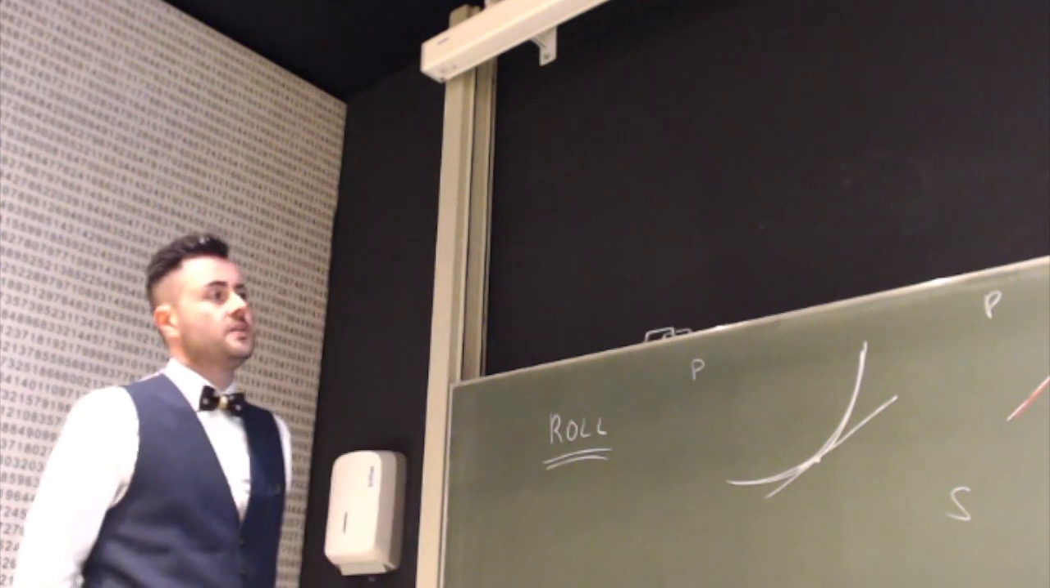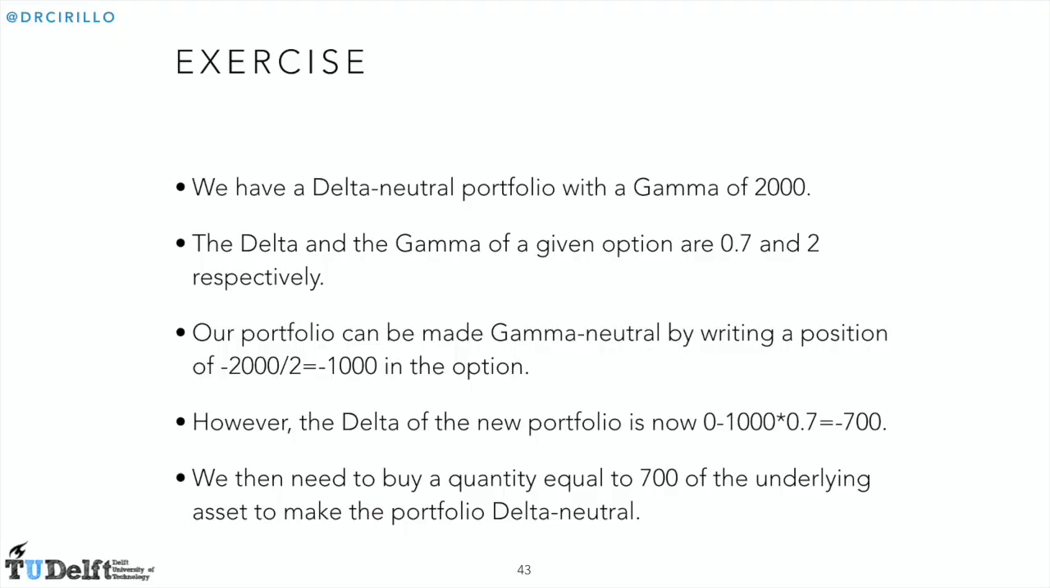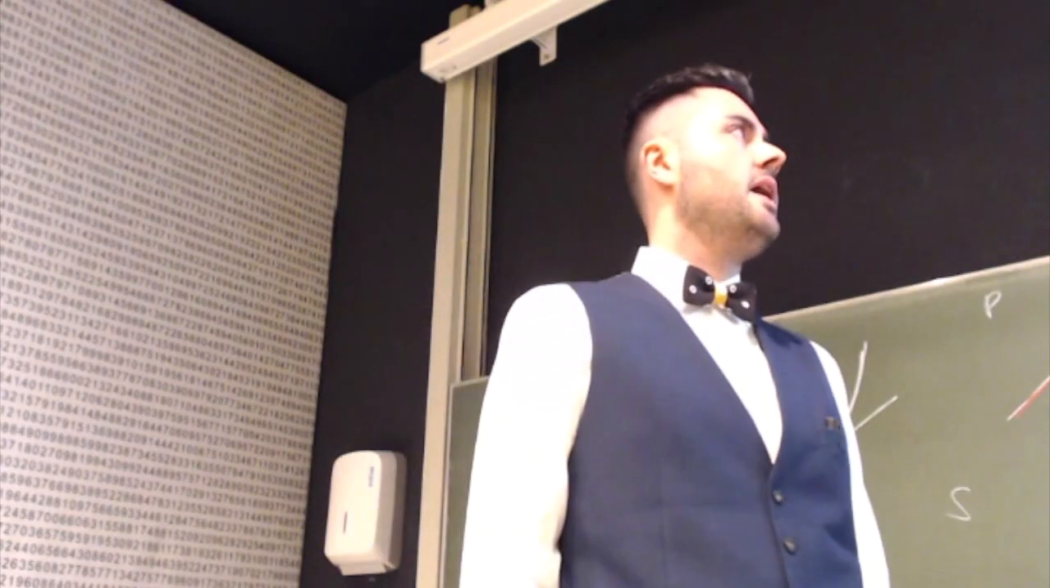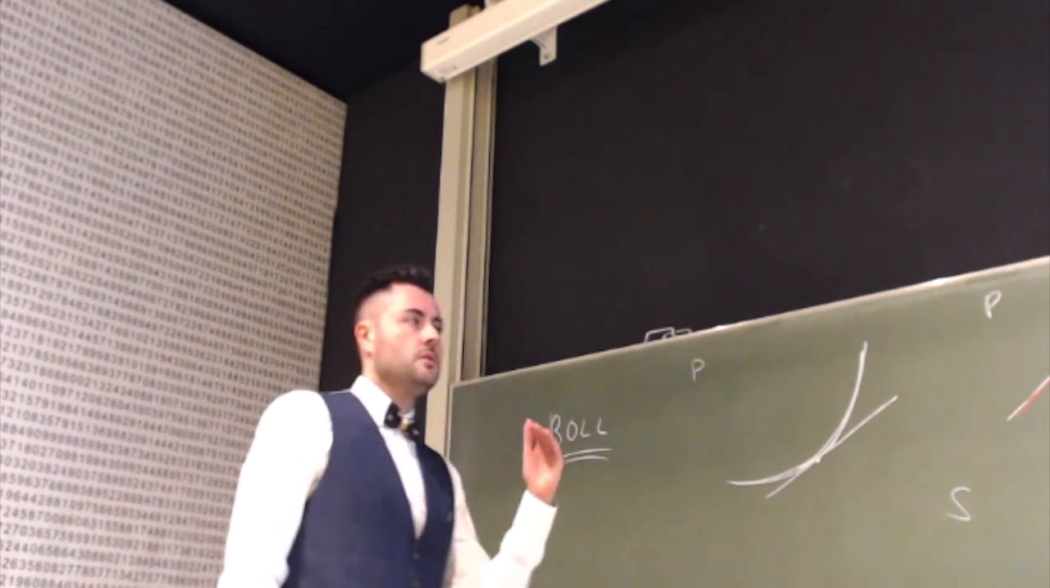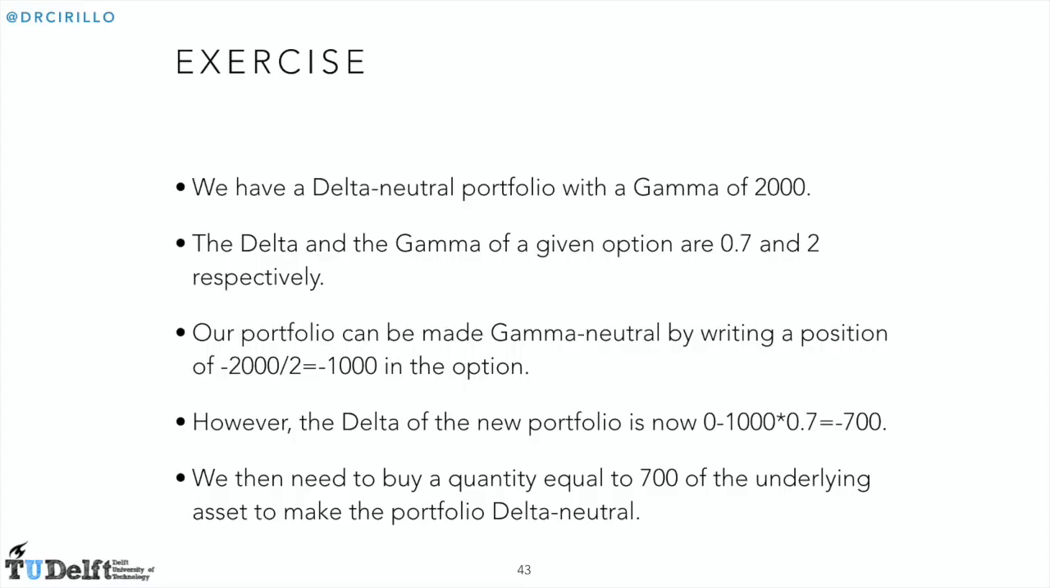So let's consider the first exercise. We have a delta neutral portfolio, so for the moment, we don't care about the delta. We will see many exercises of this kind of thing, so all the possible combinations. We have a delta neutral portfolio with a gamma of 2000, okay? Then there is a given option on the underlying asset that I can use to play with the gamma, and this option has a delta of 0.7 and a gamma of 2. Using our extremely complicated formula, we have to take minus gamma over gamma T, so it's minus 2000 over 2, minus 1000. It's a negative quantity.